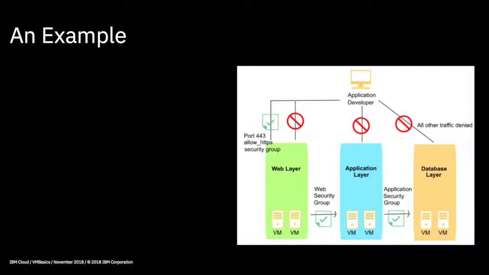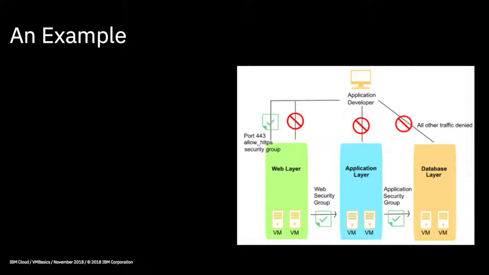So in this example, the rules of the security group mean that the application developer can only access the web layer servers via port 443 through an allow HTTPS rule. They can't access the web layer servers through any other port, and the rules in the application security group and the database security group don't allow the developer any access either. The web layer servers are allowed access to the application layer security group, but are blocked from the database layer. This means that if there's some kind of compromise of the web layer, there's still no access to the database layer, and then the application layer is able to access the database layer.